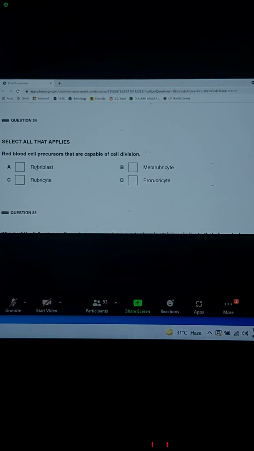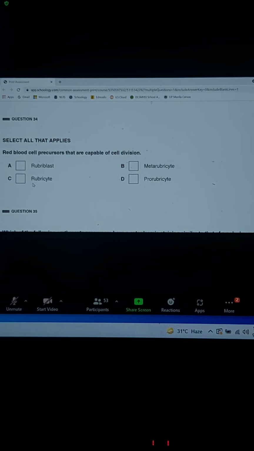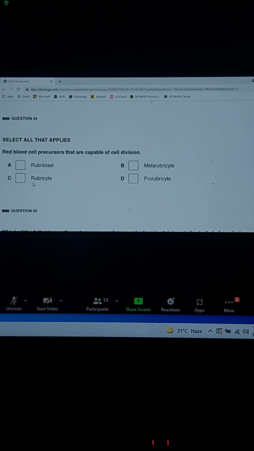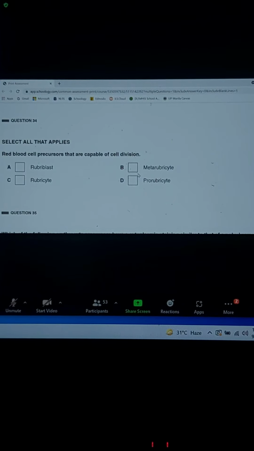Si rubriblast, siya yung pinaka-young, di ba? Siya yung also known as pronormoblast and proerythroblast. Si rubricyte, this is your polychromatophilic or polychromatic normoblast. And your prorubricyte is your basophilic normoblast. Si metarubricyte, this is your orthochromatic normoblast, or yung tinatawag natin nucleated RBC sa peripheral blood.